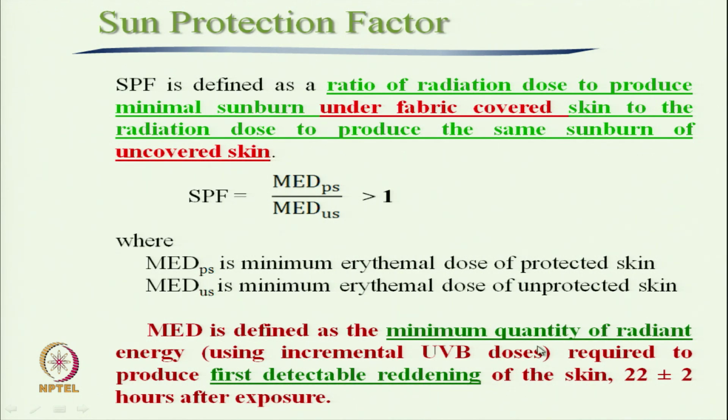Here we normally use the UVB dose required to produce first detectable redness of the skin, and its time is 22 plus or minus 2 hours of exposure. That exposure will be in a continuous manner, and then we will measure the skin redness. So, skin will get red.